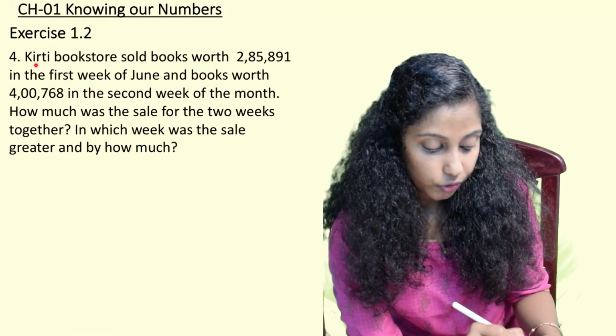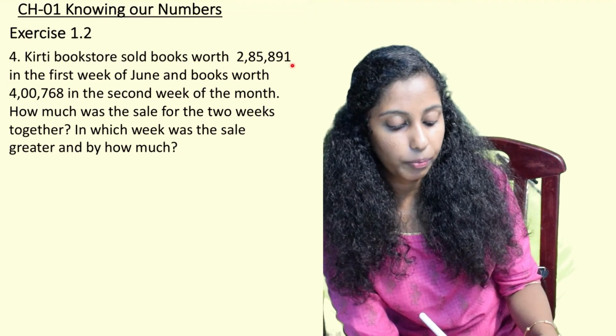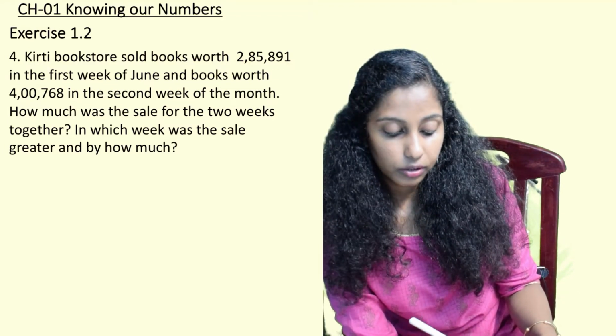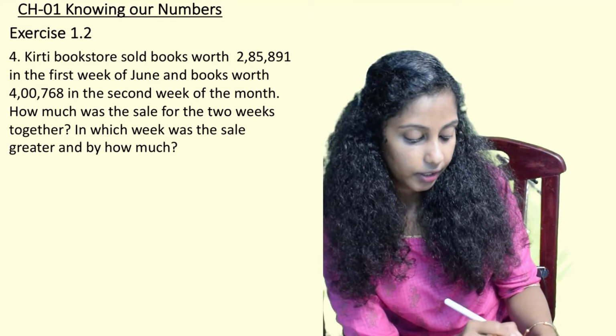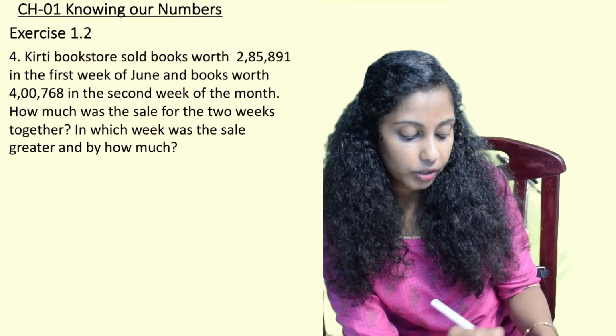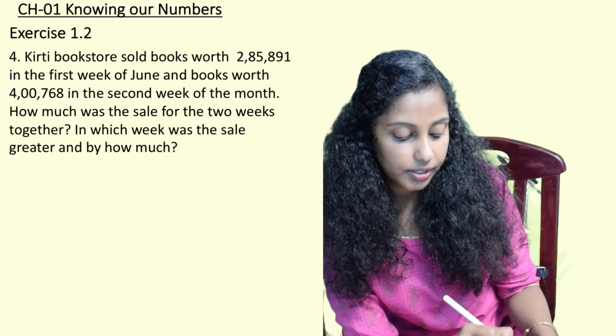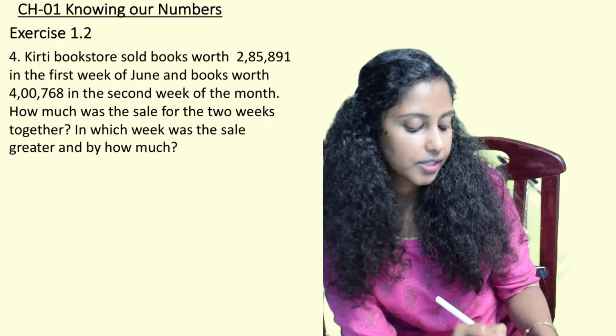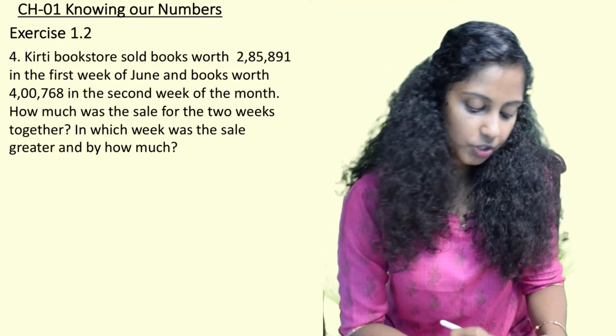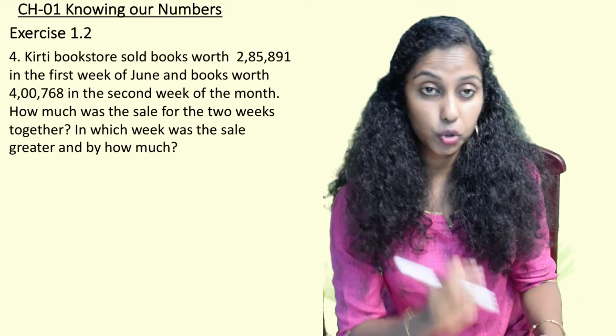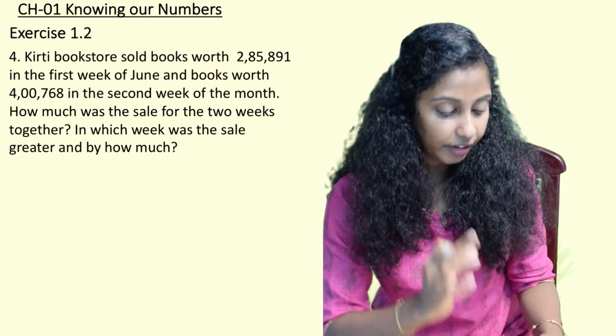Exercise 1.24. Some Kirti bookstore sold books worth 2,85,891 in the first week of June, and books worth 4,768 in the second week of the month. How much was the sale for the 2 weeks together? 2 weeks together means we have to add and find out the total.